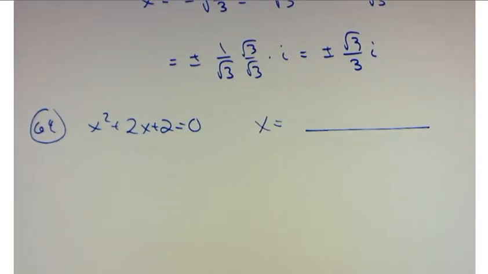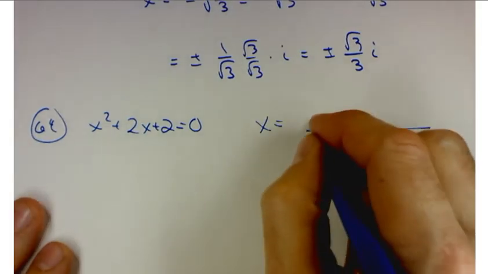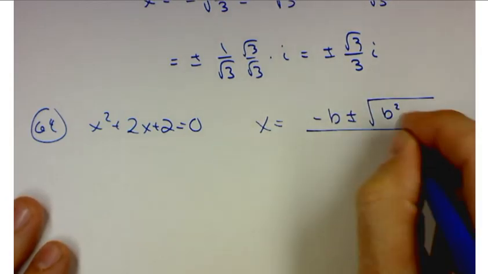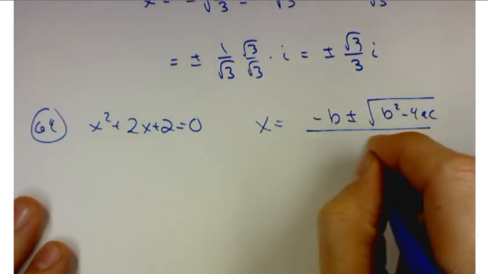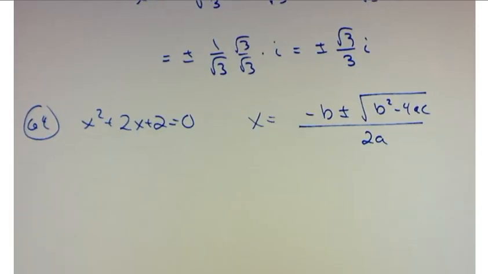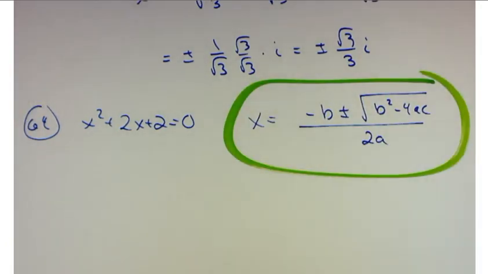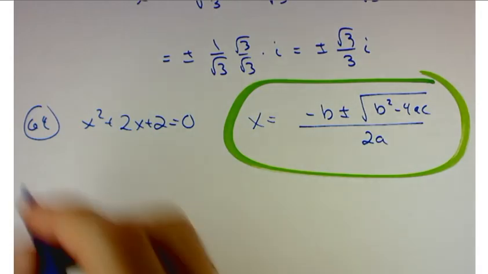So who remembers the quadratic formula? Negative b plus or minus the square root of b squared minus 4ac over 2a. All right, good. So you need to have this thing memorized for the entire course. It will come up often enough that you want to have this one memorized. Okay, well, we've got to use the quadratic formula.